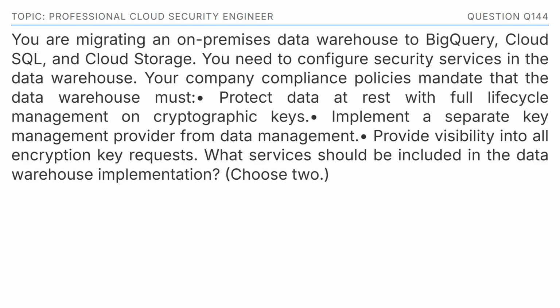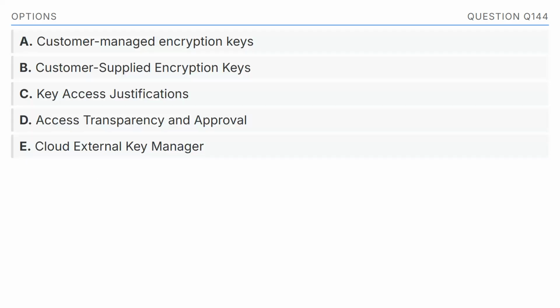implementation? Choose 2. The options are Option A, Customer-Managed Encryption Keys. Option B, Customer-Supplied Encryption Keys. Option C, Key Access Justifications. Option D, Access Transparency and Approval. Option E, Cloud External Key Manager.